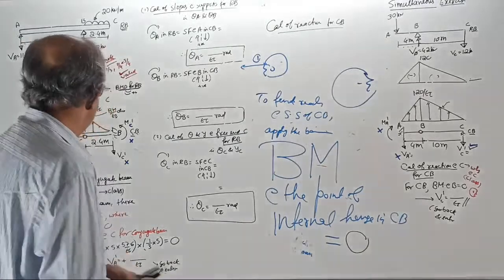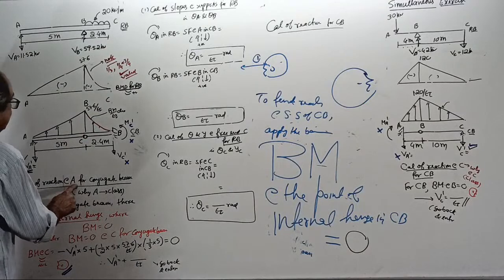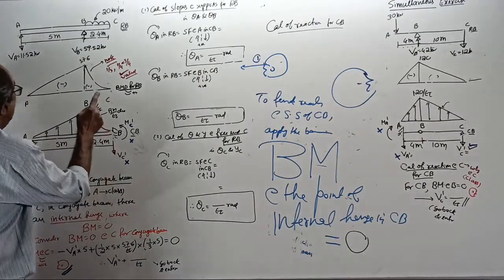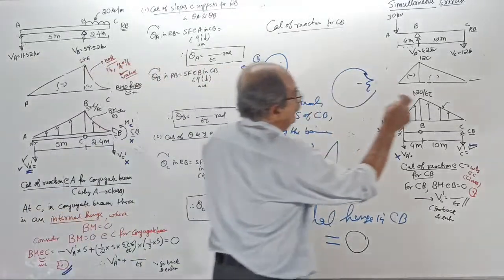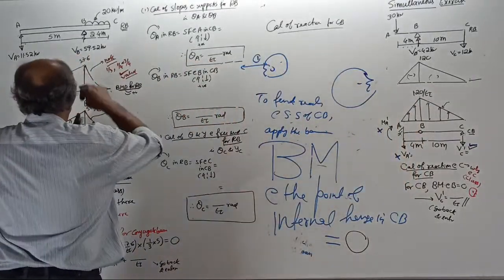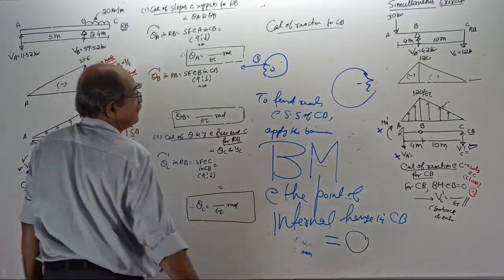Clear? Okay, start. I wrote it here now. See, now, calculation of reaction at A. Finding VA, I told you in the class. VC I told you in the class just now. Okay, start. Bending moment is 0 here. Look this side.